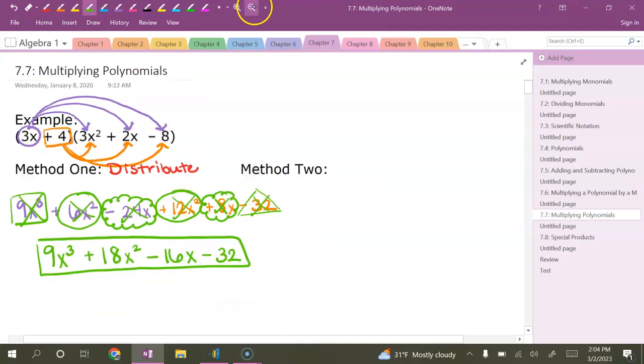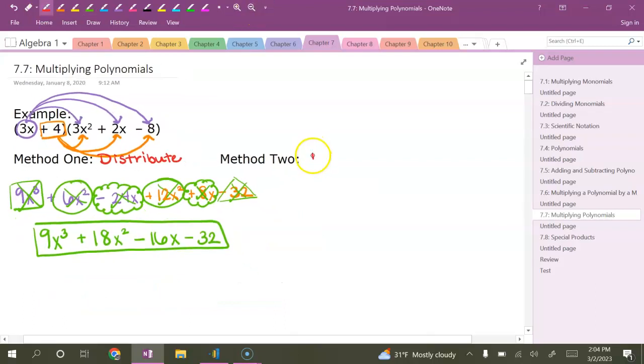Now, the second method is called the box method. And what I like about the box method is that I feel like it helps keep things a little bit more organized. If doing a lot of arrows like this in that first problem is maybe overwhelming to you, or it's hard to keep track of the things that you're supposed to be multiplying together, then you might like the box method a little bit more.